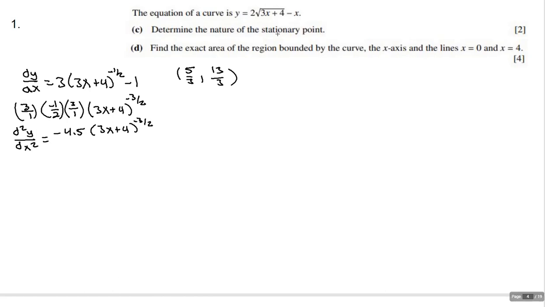To find the nature of a stationary point, take the x value and put it into the second derivative. So this is going to be negative 4.5 times 3 times 5/3 plus 4 to the negative 3 halves. And like I said, your calculator can handle the negative exponents just fine. So I would just go ahead and type this in. Do me a favor, pause this, type that in, and see if you can figure out what this is equal to. And then start back up again when you're ready.